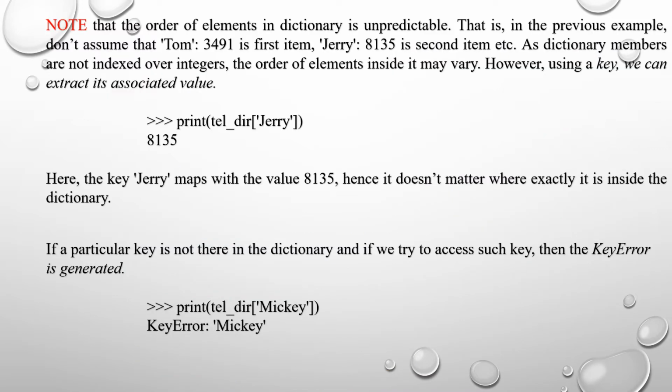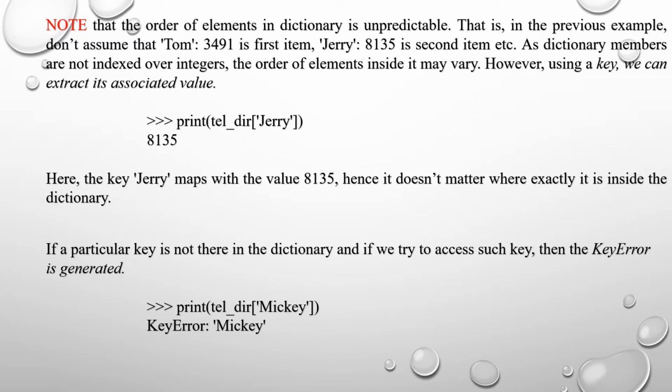Note that the order of elements in a dictionary is unpredictable. That is, in the previous example, do not assume that Tom 3491 is the first element and Jerry 8135 is the second element, second item, etc. As dictionary members are not indexed over an integer, the order of elements inside it may vary. However, using a key, we can extract its associated value.